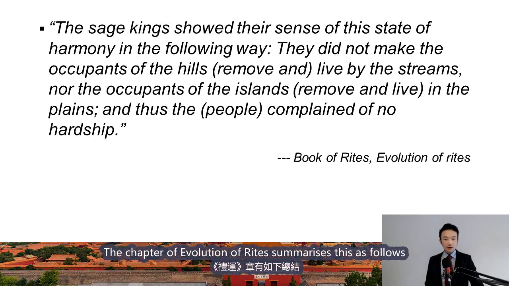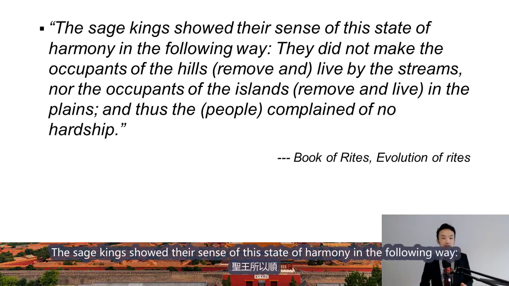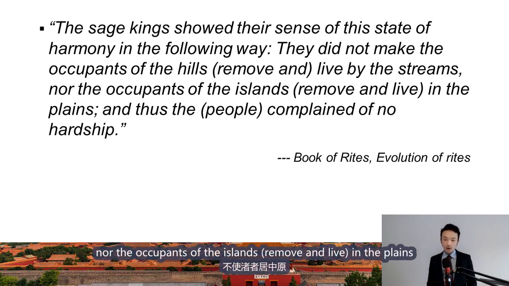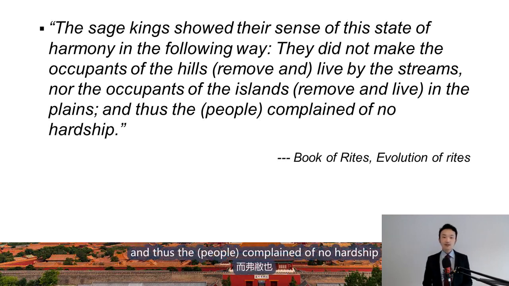The chapter of Evolution of Rights summarized this as follows. It says, the sage kings show their sense of the state of harmony in the following way. They did not make the occupants of the hills remove and live by the streams, nor the occupants of the inlands remove and live in the plains, and thus the people complained of no hardship.